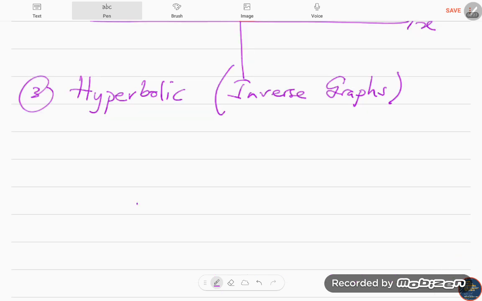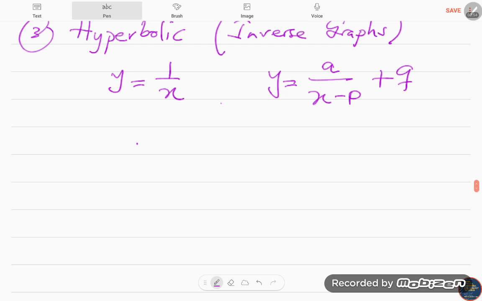Then we look at the hyperbolic graphs, which have the basic format y equals 1 over x. Okay, and those ones can also be seen in the expanded form as y equals a over x minus p, plus q. We're going to be discussing the a, p, and q in more detail in later videos, but right now we just want to look at the basic graphs and how we are able to transform them.